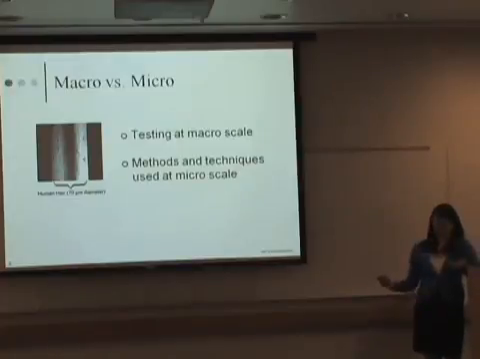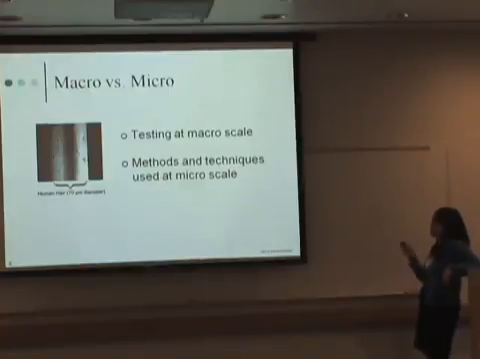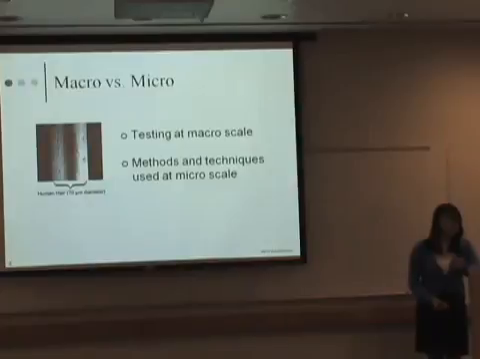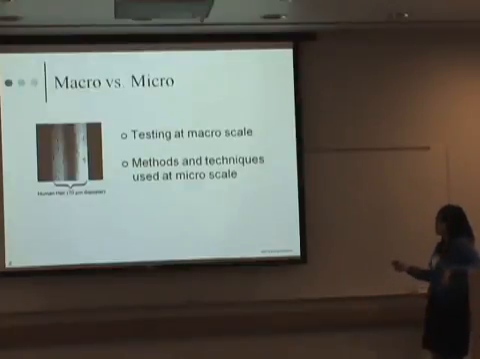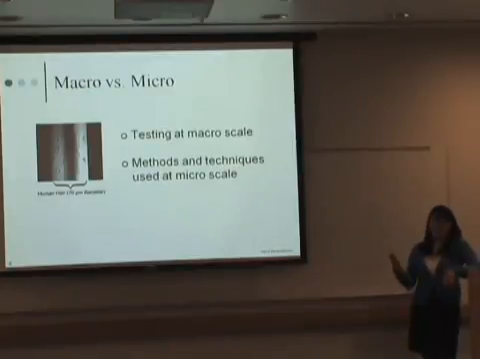So I said that I'm going to be working with microcantilevers. However, I will be testing at the macro scale. Micro is on the scale of the diameter of a human hair, which is about 70 to 100 microns across, and they're obviously very small. So it's much easier to test at the macro scale. The methods and techniques that I test at the macro scale can be used and applied at the micro scale.